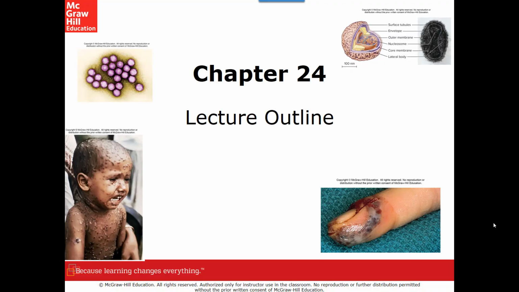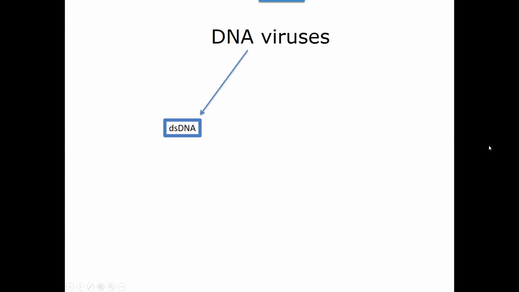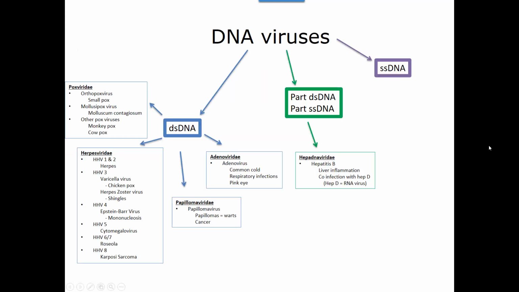So in this chapter, we're going to take a look at some of the common viruses that cause human disease that contain DNA as their main genetic material. We've got all the DNA viruses that we're going to talk about. We have them arranged by what kind of DNA they have.